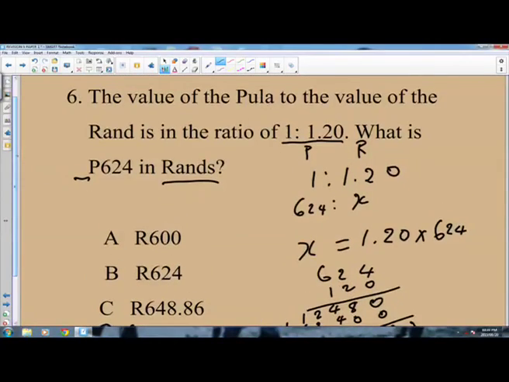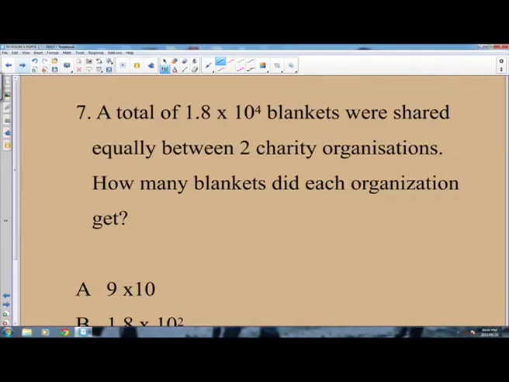We are revising Junior Certificate Mathematics, and today we are looking at paper 1, which is a multiple choice paper. And we are at question number 7. And then what does question number 7 say? It says a total of 1.8 times 10 to the power 4 blankets were shared equally between 2 charity organizations. And then the question says, how many blankets did each organization get? So these are the numerical values that we are having: 1.8 times 10 to the power 4 and 2.